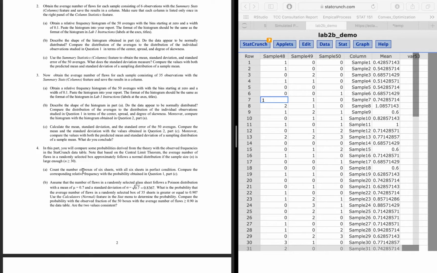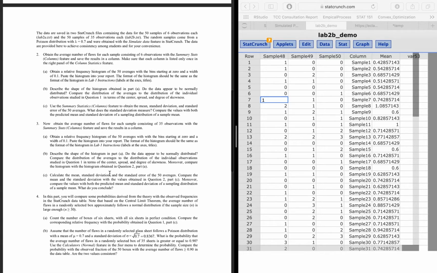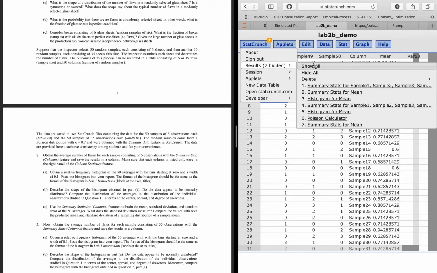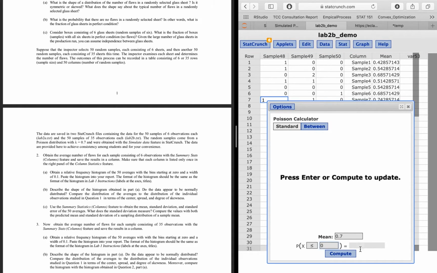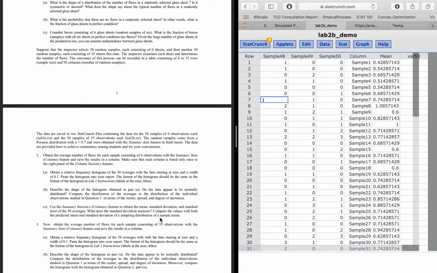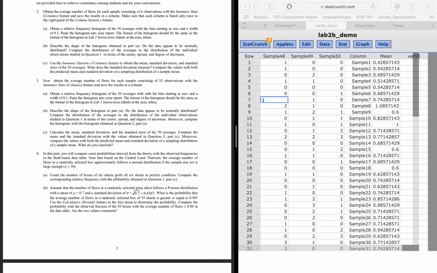So 4A says count the number of boxes of 6 sheets with all 6 sheets in perfect condition. Compare the corresponding relative frequency with the probability obtained in 1C. So in 1C, we had this, we're saying if you put 0 here, the probability of having no flaw is about 49.65%, and then it asks you to verify this.